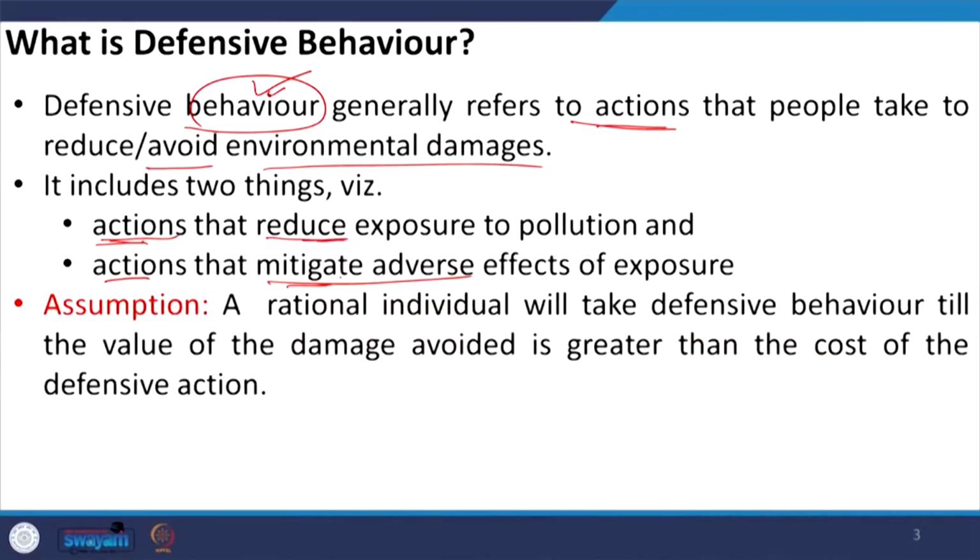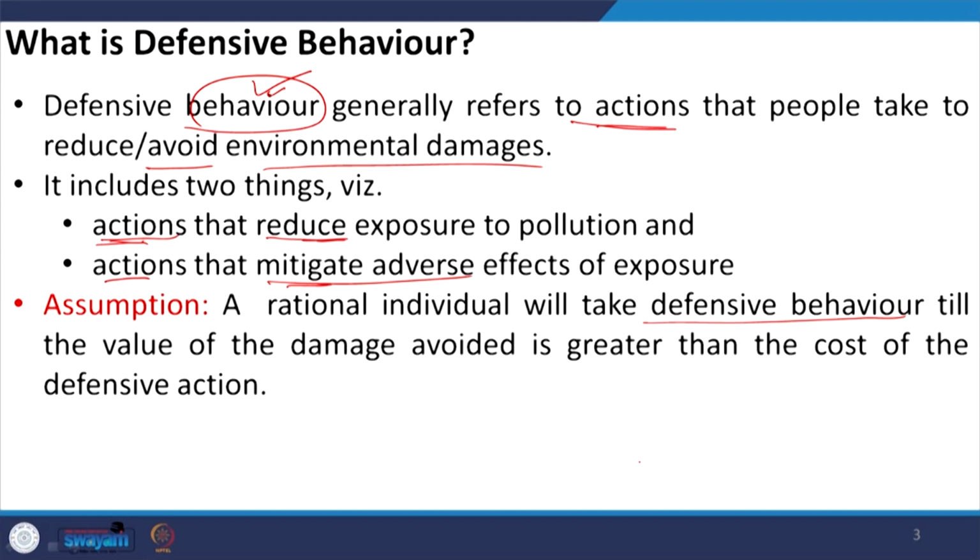Here the assumption is that a rational individual will take defensive behavior until the value of the damage avoided is greater than the cost of the defensive action. It is natural that if we say individuals or consumers behave in a rational manner, then generally they will follow this principle, display this defensive behavior, and continue it until what point?